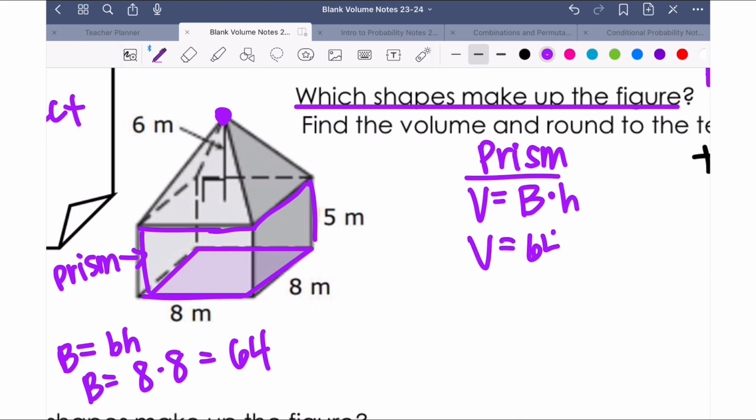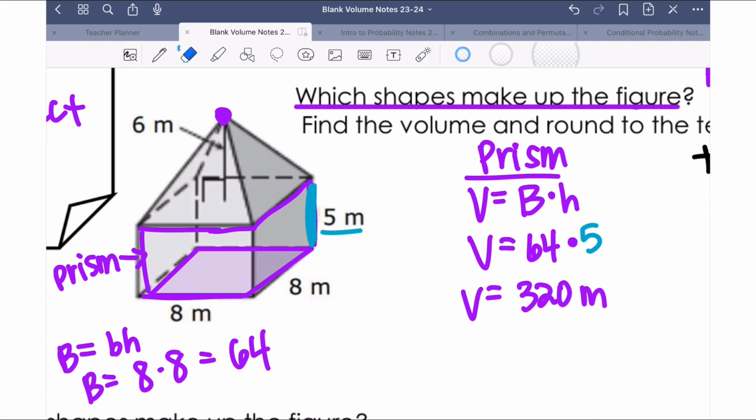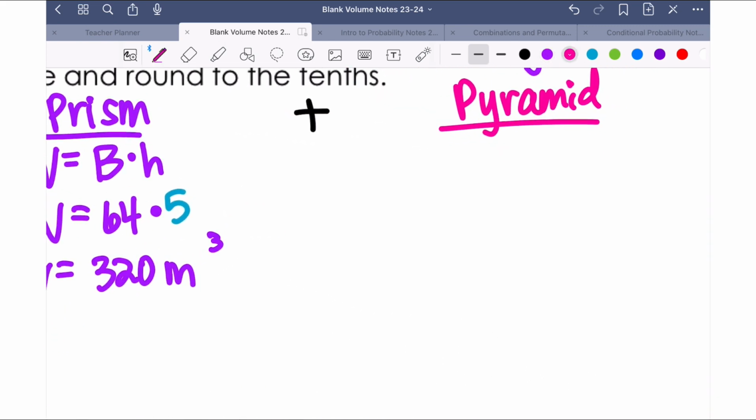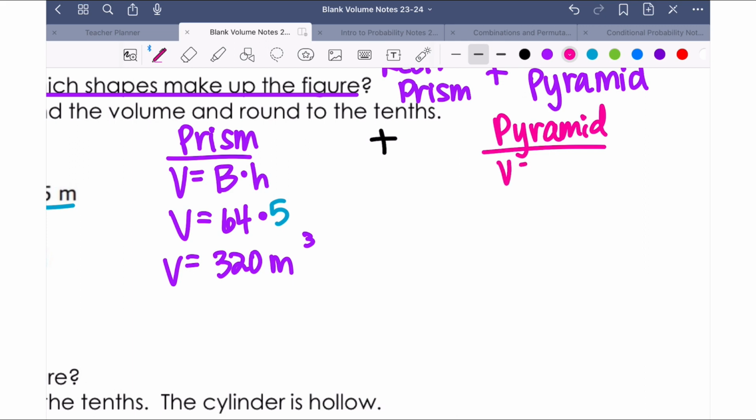Volume equals 64. What's the height of this rectangular prism? How tall is it? 5 meters. Okay, so then we just do 64 times 5, and that is equal to 320. Okay, now let's pause. I'm not done here. I only found the prism. Now I need to do the pyramid. So let's scooch over. Pyramid, the formula is volume equals 1/3 times the area of the base times the height.